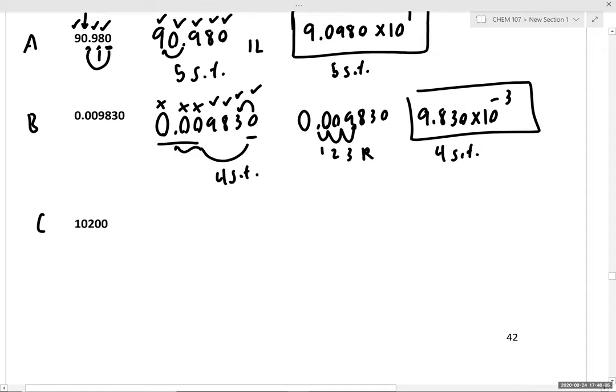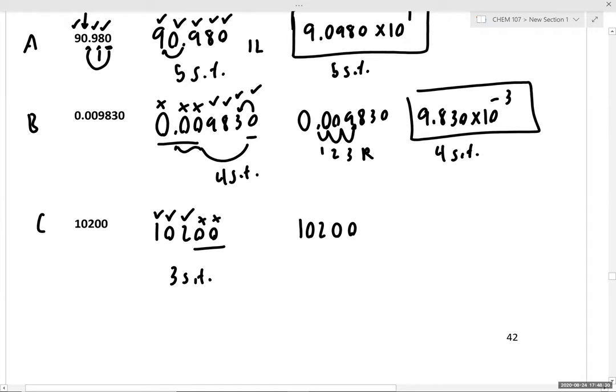Finally, for 10,200, we have a sandwiched zero. That sandwiched zero between non-zero digits is significant. These trailing zeros, however, as there's no decimal point at the end of our number, are not significant. So this number only has 3 significant figures.